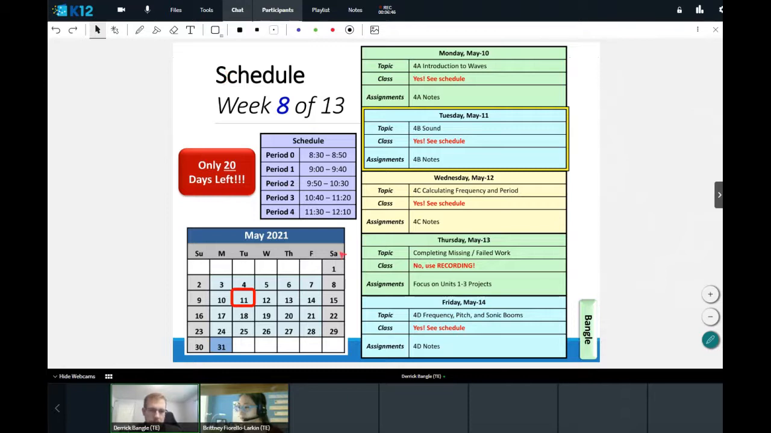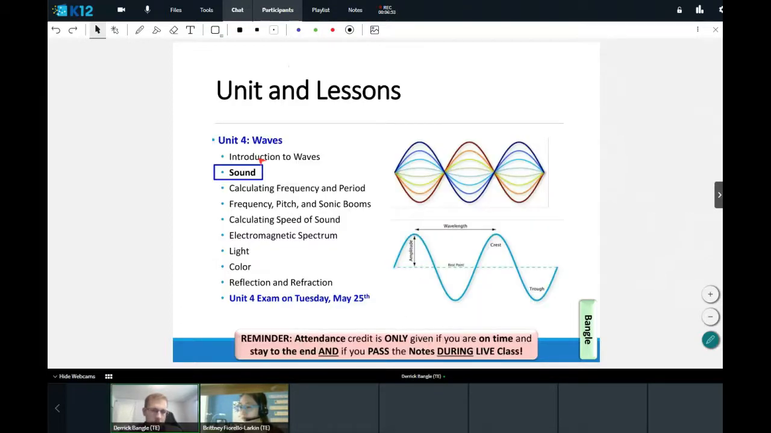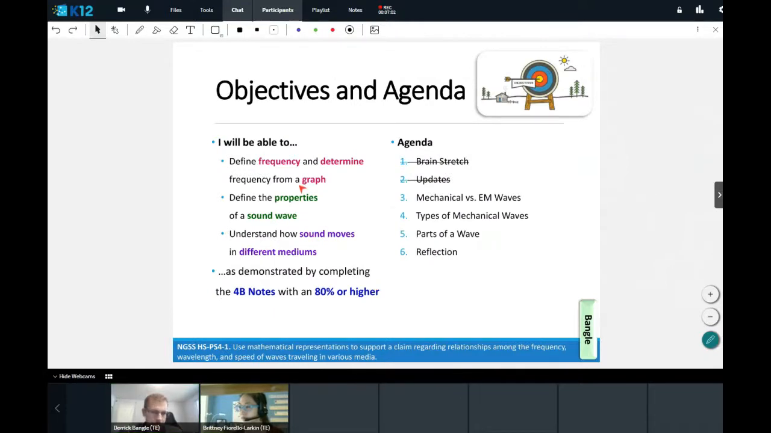Today is Tuesday. We only got 20 days left in the semester, so we're quickly approaching the end. In terms of our lessons, today we're learning about sound. So yesterday we introduced waves. Today is going to be specifically about sound waves. And with that, we're going to define frequency and determine the frequency from a graph. We're going to measure it. And then we're going to define the properties of a sound wave and understand how sound moves through different mediums.